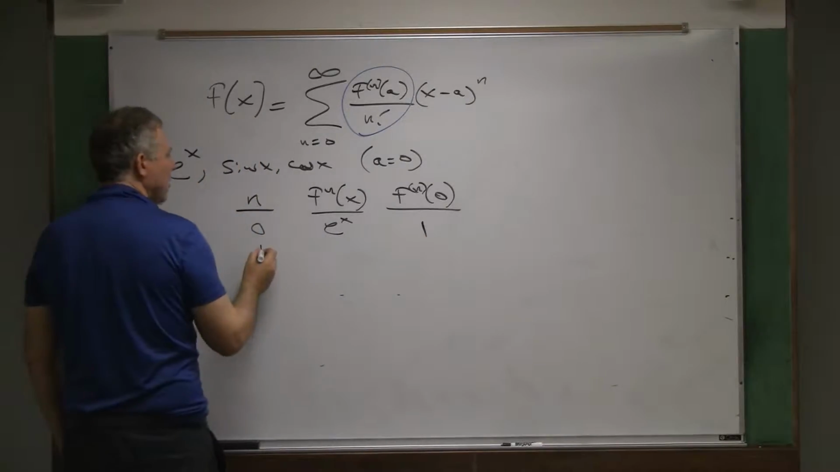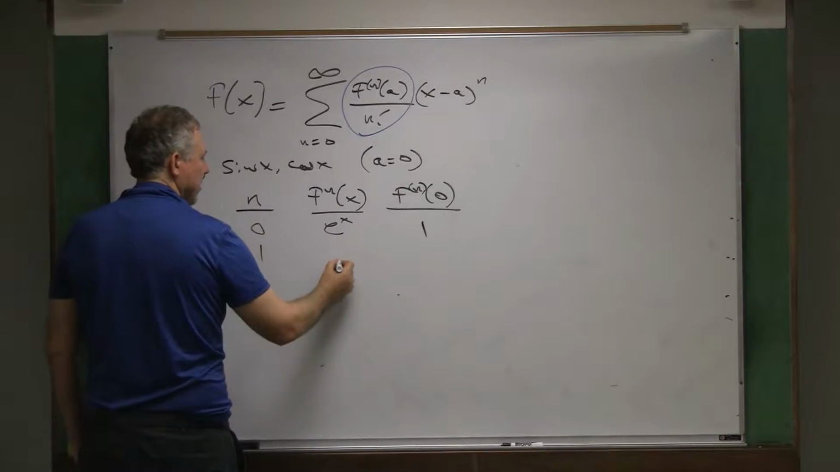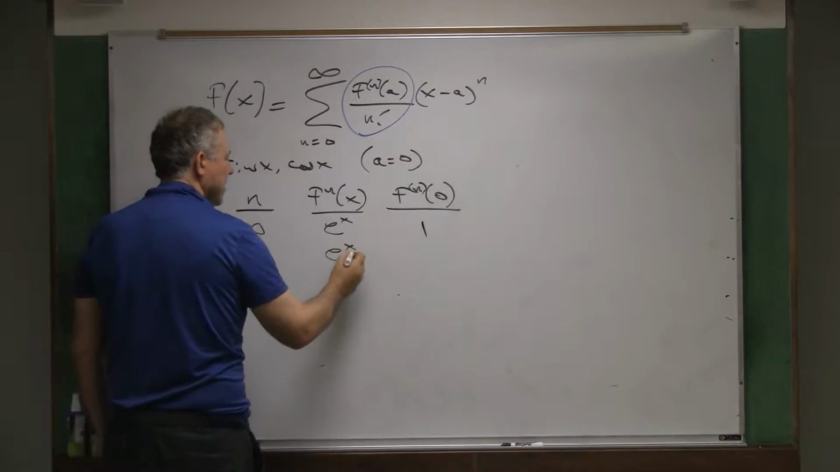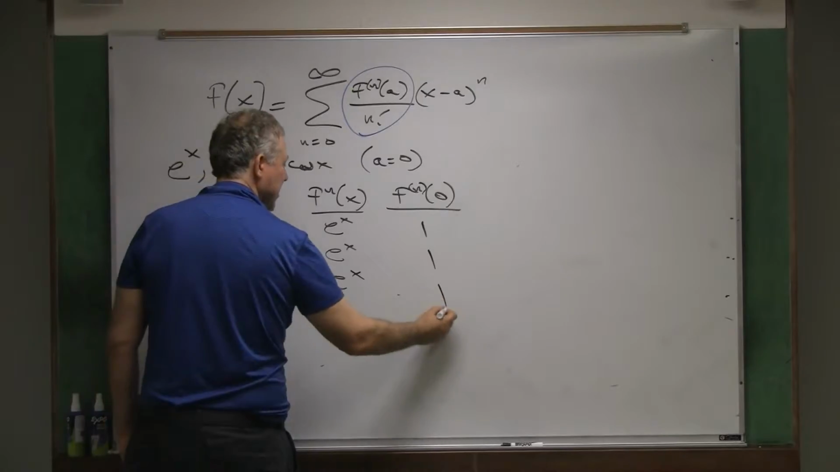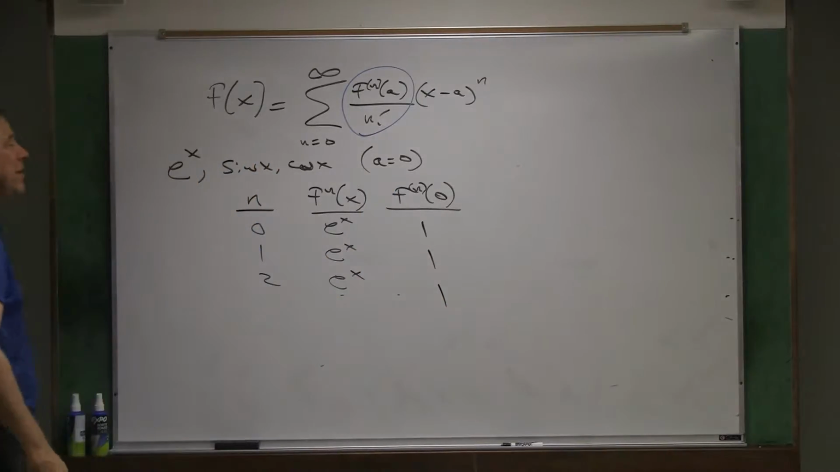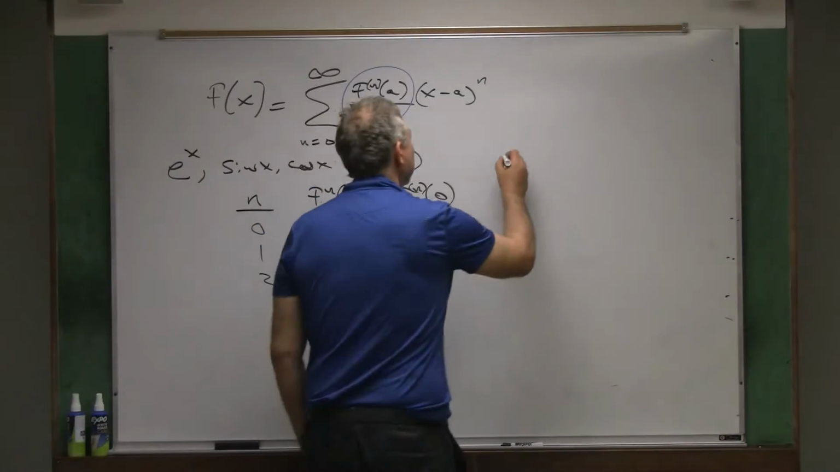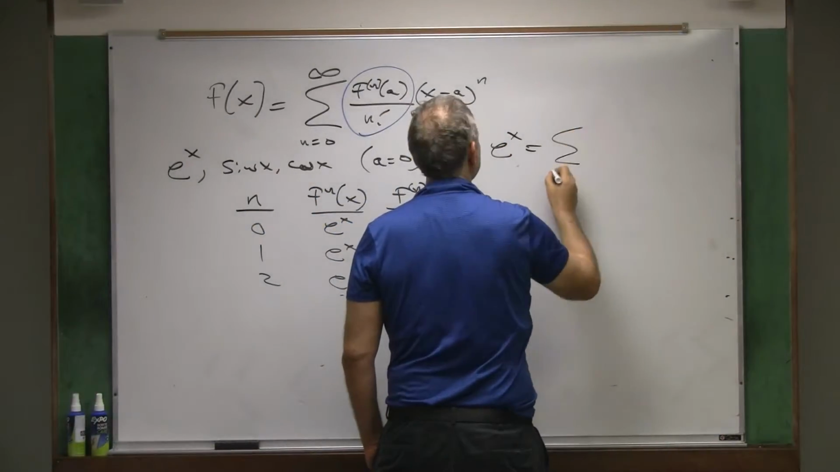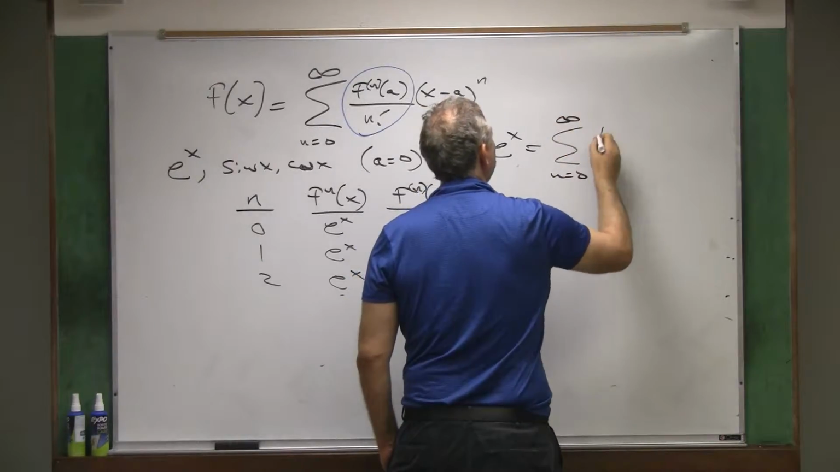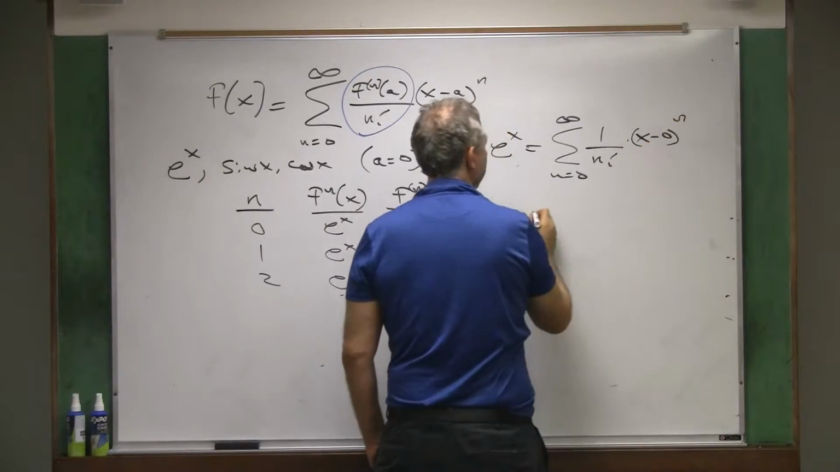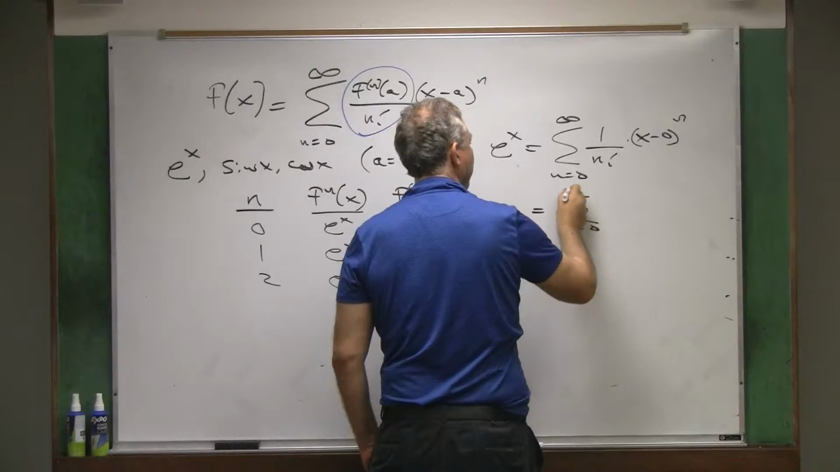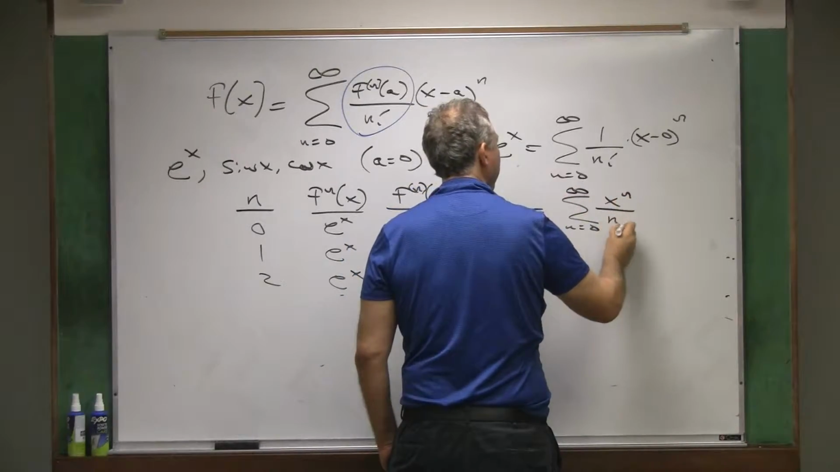Okay, now if n is 1, what's the first derivative? E to the x. It's e to the x. And so it's going to be 1. So this is the easiest one because they're all going to be 1 in this column. Which means that I now know what a general nth derivative of a looks like. It's just 1. So in other words, e to the x is going to be series from n equals 0 to infinity of 1 over n factorial times x minus 0 to the n, which is going to be a sum from n equals 0 to infinity of x to the n over n factorial.